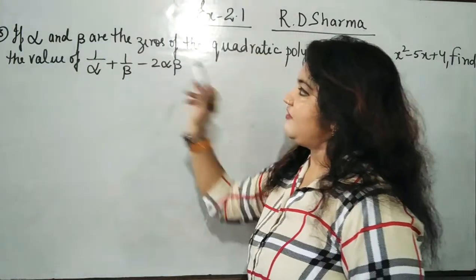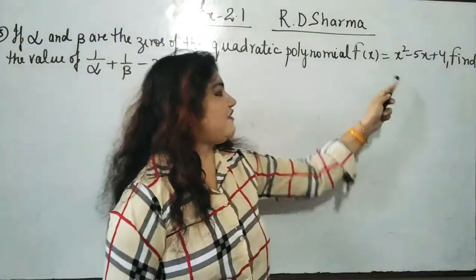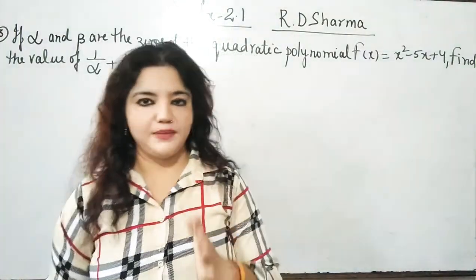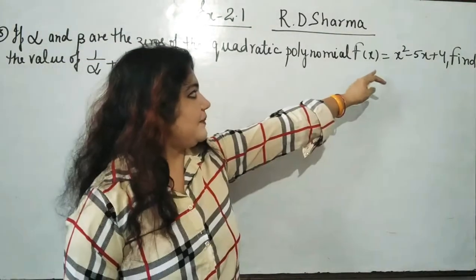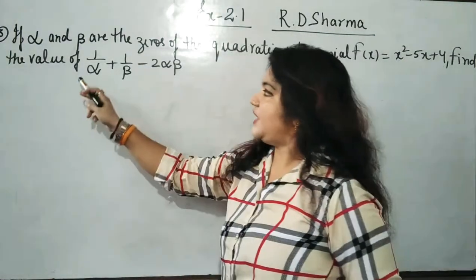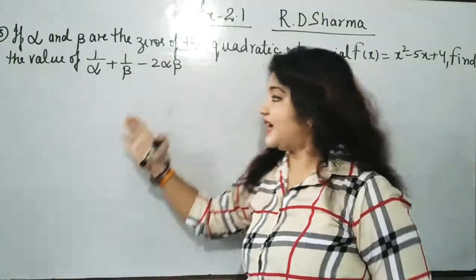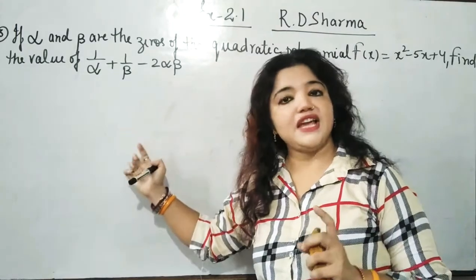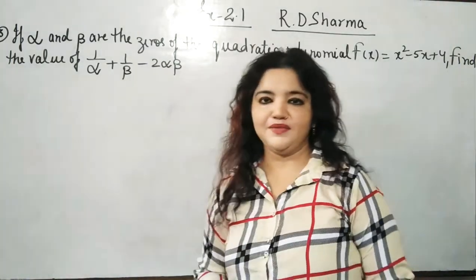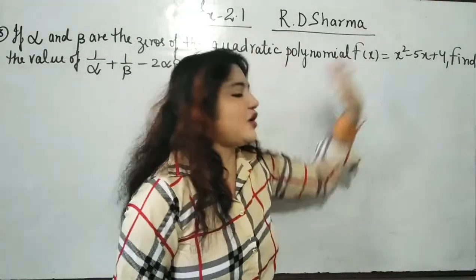Let's see. If alpha and beta are the zeros of the quadratic polynomial f(x) is equal to x square minus 5x plus 4, find the value of 1 upon alpha plus 1 upon beta minus 2 alpha beta. We have to find out this value. And what are alpha and beta? They are the zeros of this given polynomial.